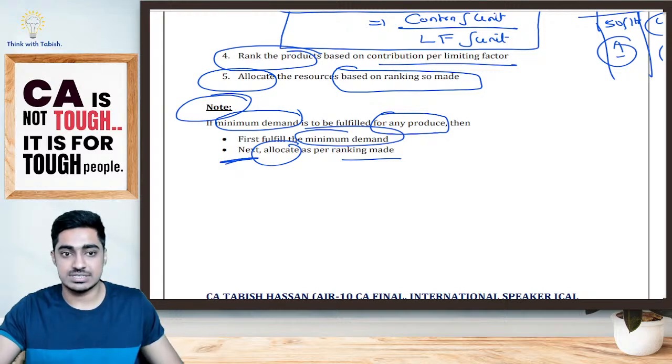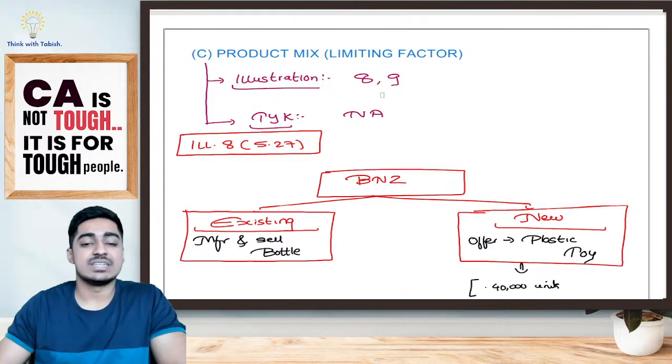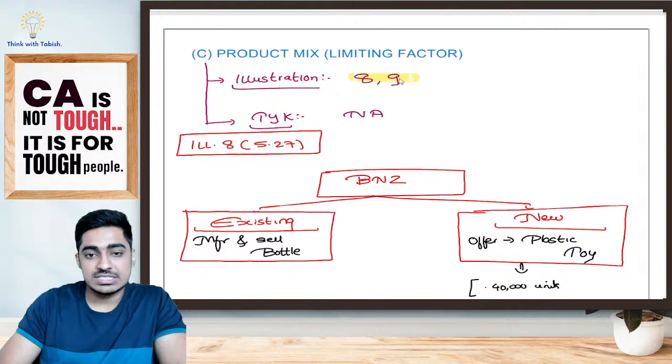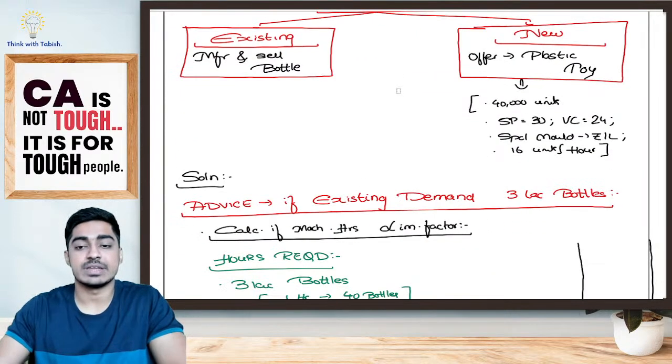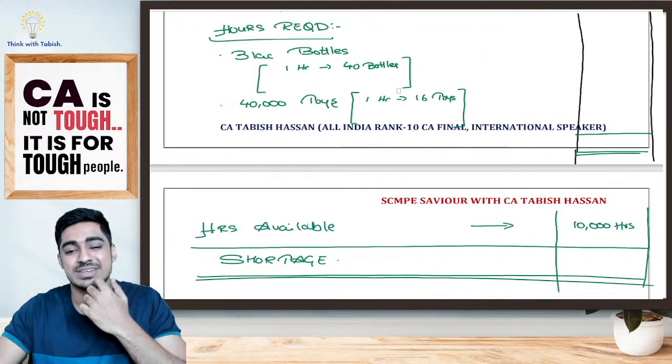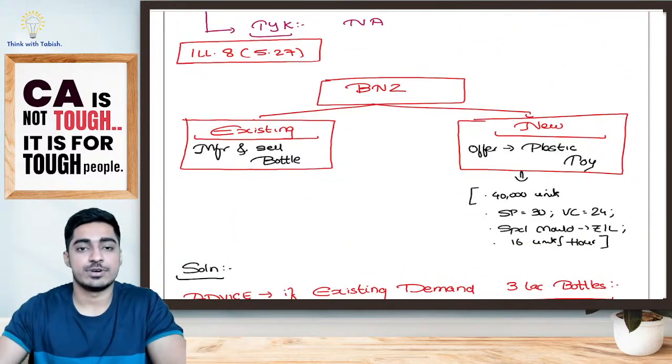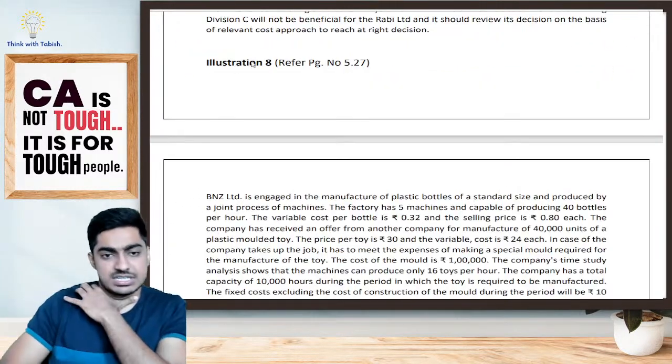Is it clear, students? Product mix decisions. We have two questions, illustration number 8 and illustration number 9. Let us have a look at illustration number 8, page 5.27. Illustration number 8.